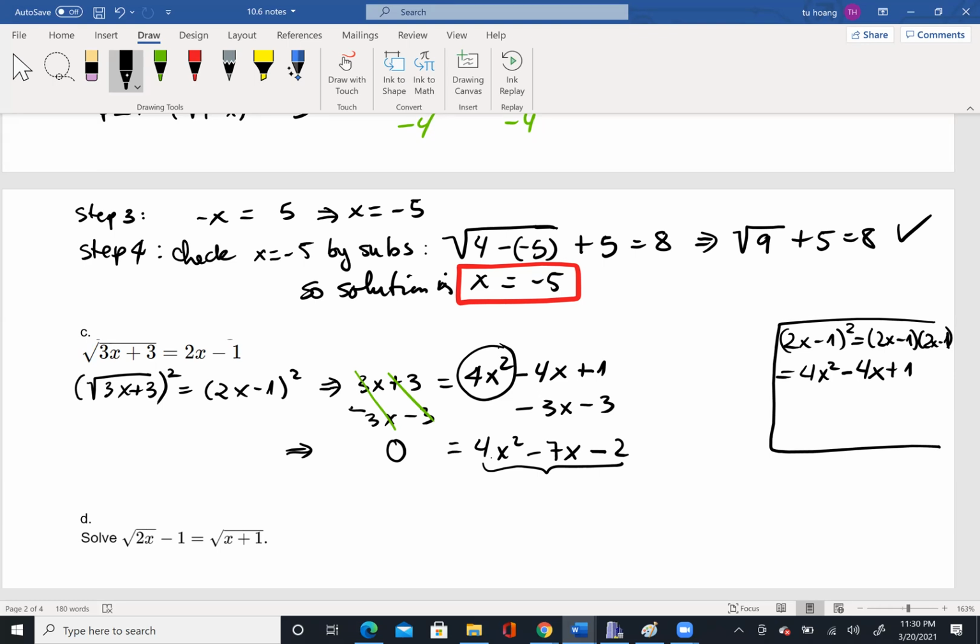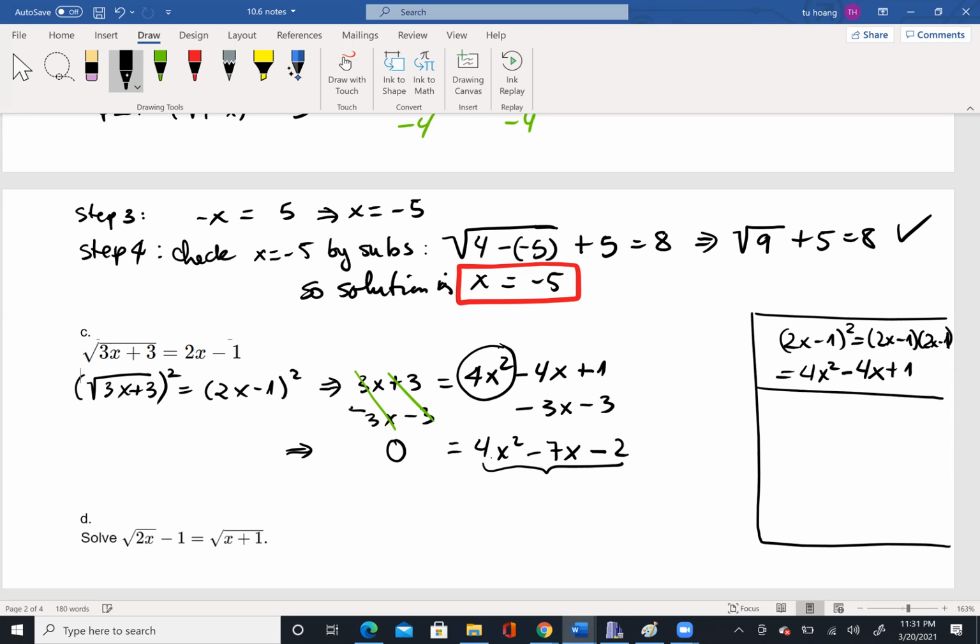quadratic formula, right? I maybe have to make it bigger so I can have space, right? So if I have A times C, I know that A in here is 4. C in here is negative 2. So A times C is going to be 4 times negative 2, which is negative 8. And I have B in here equal to negative 7. And I'm going to find two numbers that multiply to negative 8 and add to negative 7.